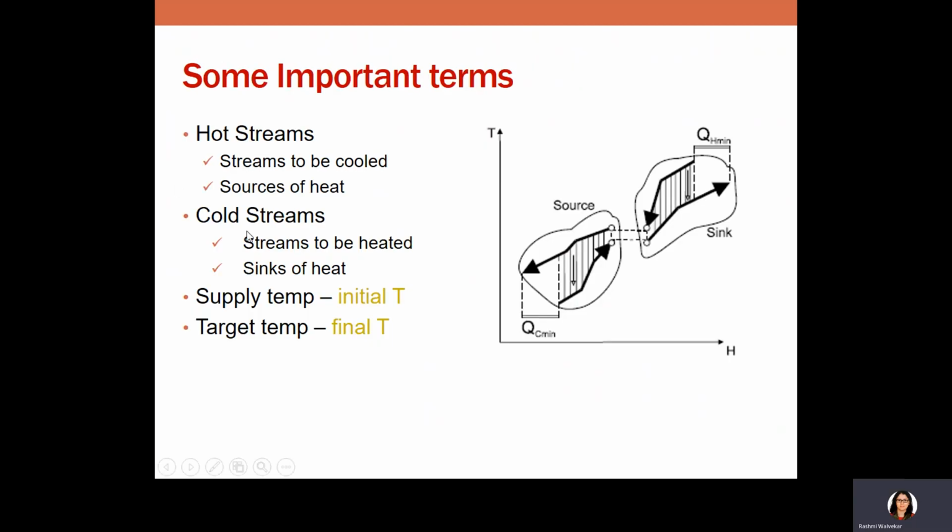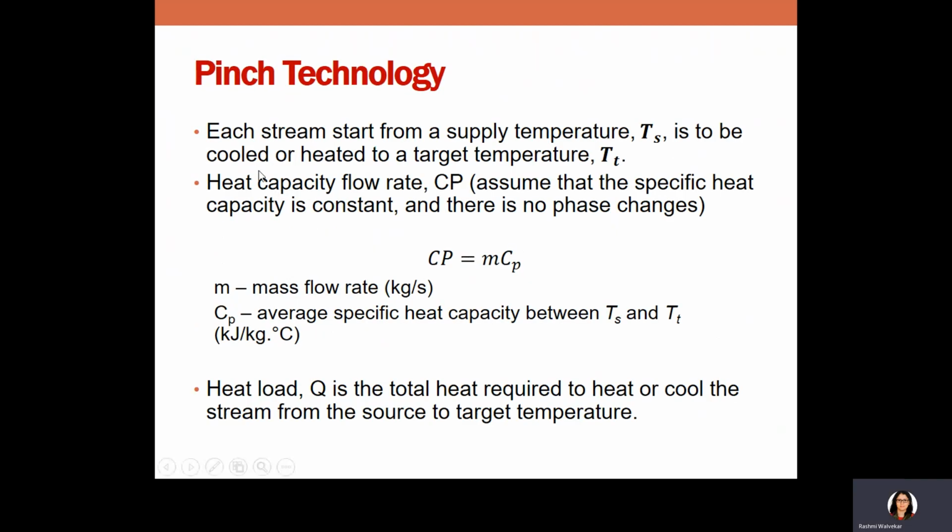We need to remember that the hot streams are streams to be cooled. So the hot stream is your source of heat. Similarly, the cold streams are those that are being heated up and those are the heat sink. The supply temperature is also known as initial temperature, and the target temperature is the temperature that we want to achieve before the process unit. So how do you calculate your heat capacity flow rate? Your heat capacity flow rate is mass flow rate multiplied by the heat capacity of the fluid.